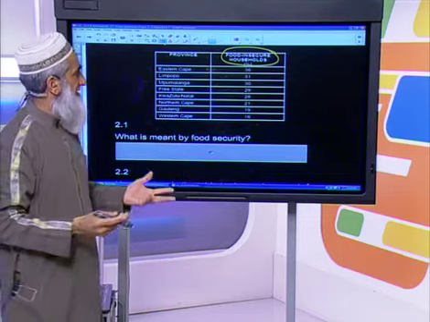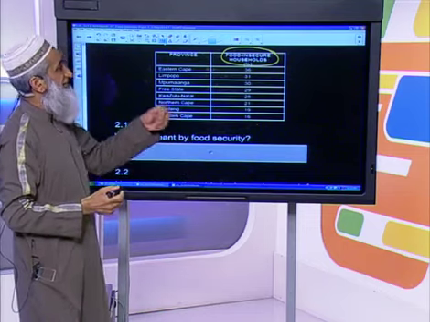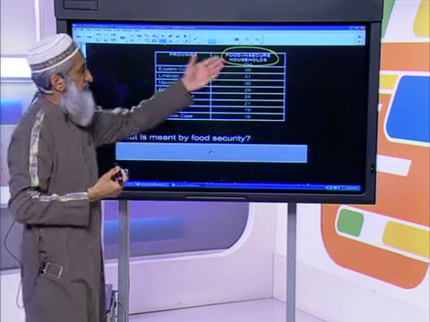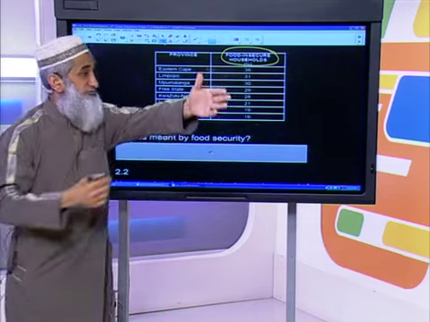They're wasting food. It is not going to last long. More importantly, they don't have food, right? Not necessarily that they're wasting it, but they don't have the food. So these people don't have the food, maybe because people are wasting. What is meant by food security? Any one of you?